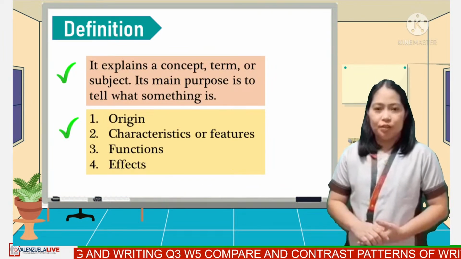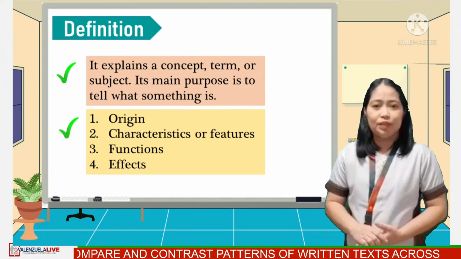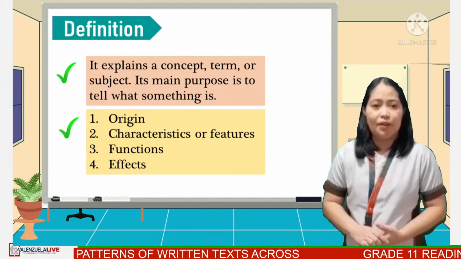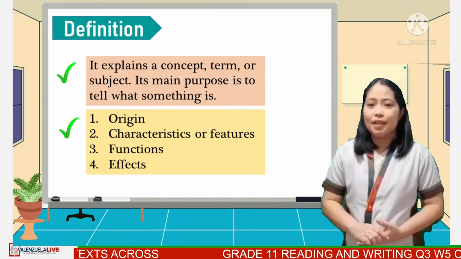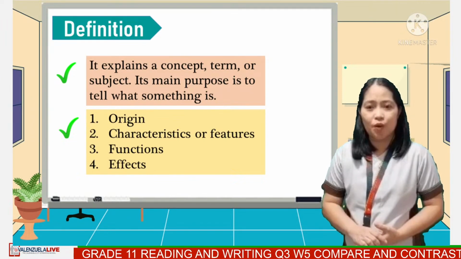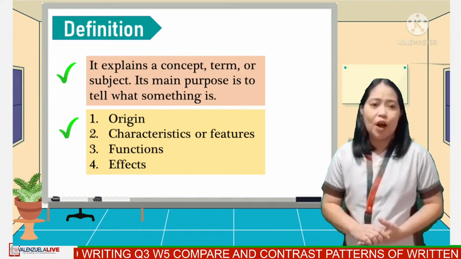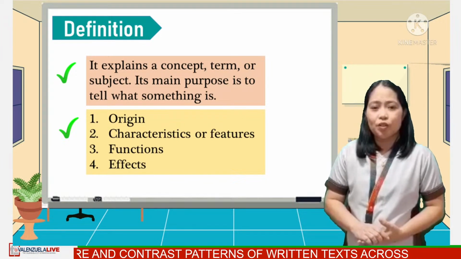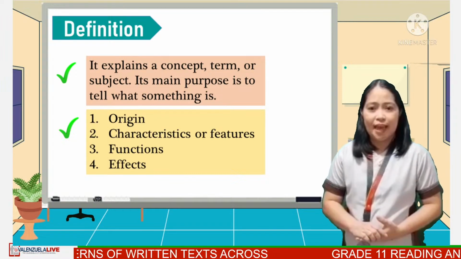Next, the definition explains a concept, term, or subject. Its main purpose is to tell what something is. A paragraph of definition aims to give a complete working definition of a term, concept, or idea in your paper. This pattern is useful when you are introducing new concept or specialized terms to your readers, or when you need to define a key concept in your thesis. In developing a concept, the writer may also discuss the origin, characteristics or features, functions, and effects.